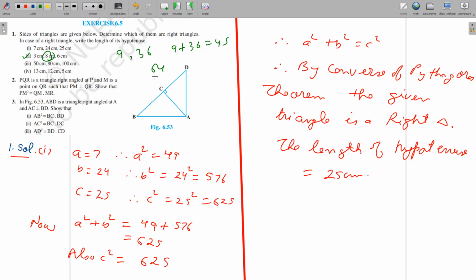Since it is not a right triangle, there is no question of having any hypotenuse. And question number 1, third part and fourth part, you will try on your own. These are self trial questions.